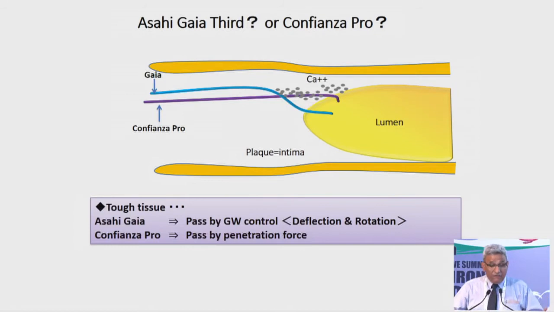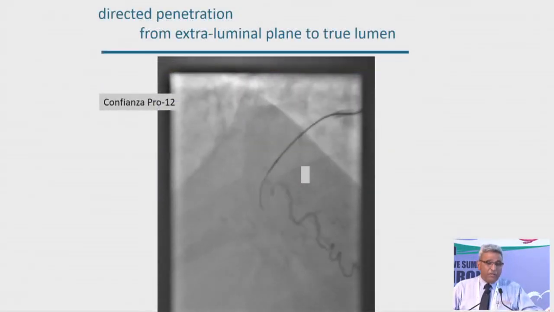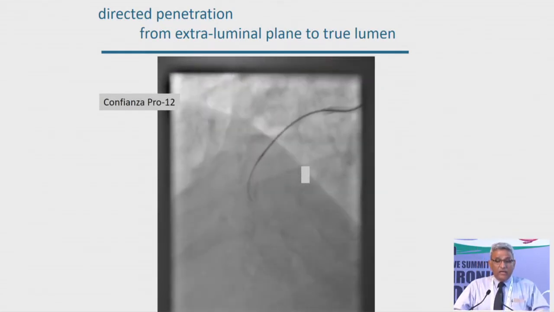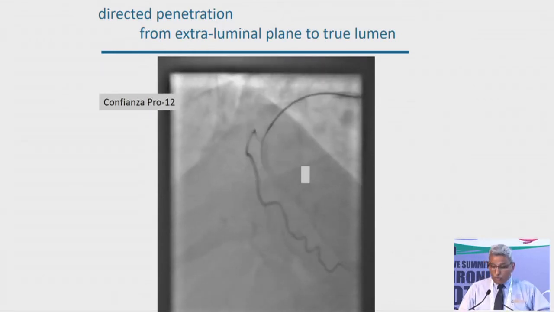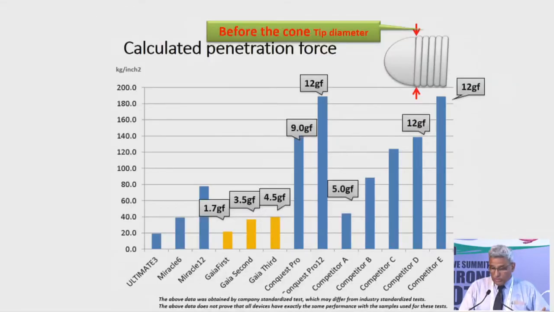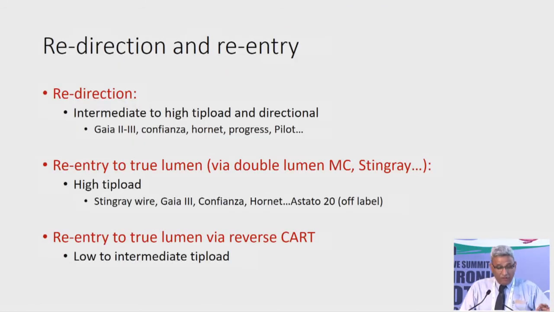Because if you have a difficult entry with a tough tissue, you will have to decide whether to use a Gaia or to use a Conquest Pro to achieve a re-entry. But most of the time, we can see the distal lumen even by a contralateral injection. Then a directed penetration from an extraluminal plane to true lumen can be done with a Conquest Pro. Otherwise, a Gaia Third is what we are using today. Because we need to understand that the calculated penetration force is a little different from the modified penetration force, and the modified penetration force with the microcone of the Gaia gives the Gaia a definite advantage.